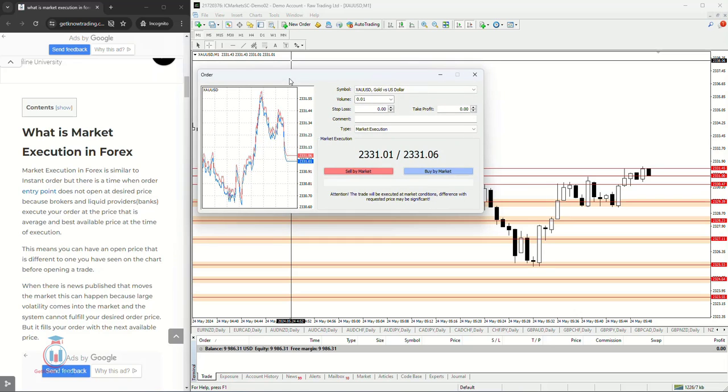And inside this window, you can see on the left side, it is a tick chart with the current market price. On the right side, you have also the current market price, and you have a sell by market button and buy by market button. These two buttons open an order when you click on them.